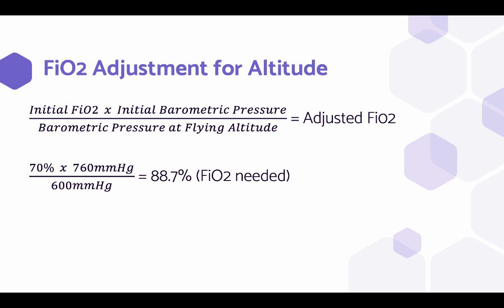What is the FiO2 needed to maintain that same oxygen delivery and partial pressure of oxygen? It's now going from 70% to just about 89%. So as we go up in altitude in a non-pressurized aircraft, we need to adjust our FiO2, and this quick and easy formula can help us do that.